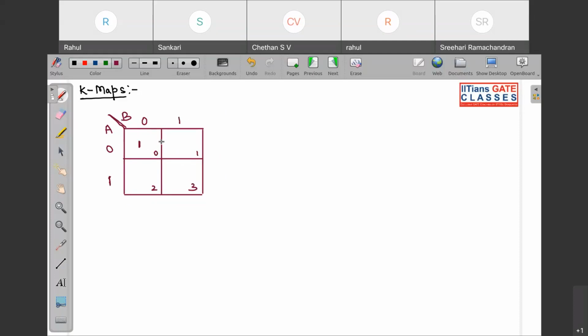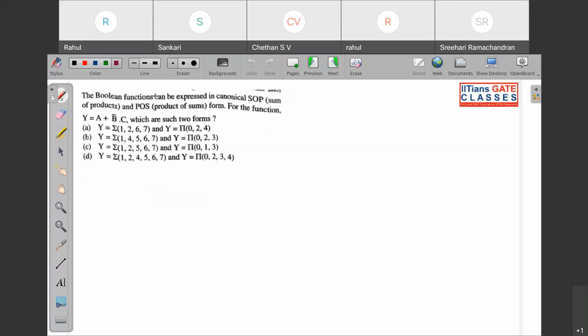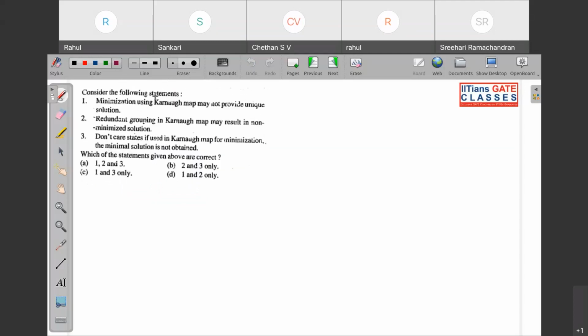Suppose I have a function. K-map is used for what? If someone asks you what K-map is used for, solve this question first. Let me see how many of you can solve it. How many of you have some idea about K-maps?